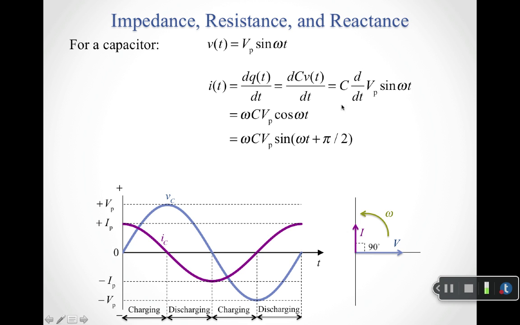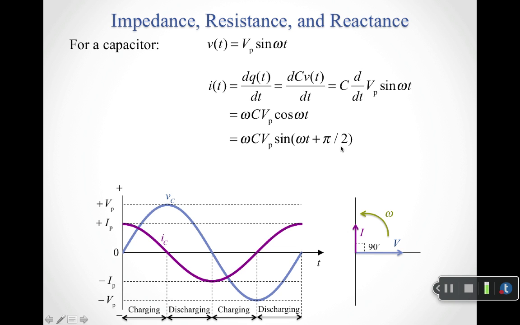Well, when I do that, the C is just a constant, so that comes out. The peak voltage is just a constant, so that comes out. I'm taking the derivative with respect to time of sine omega t, that's just cosine omega t, and then when I use my chain rule to take the derivative of my phase in here, I get another omega out front. So I end up with this expression. I'm going to reconvert this back to a sine curve, because it becomes very explicit with this expression to see two things.